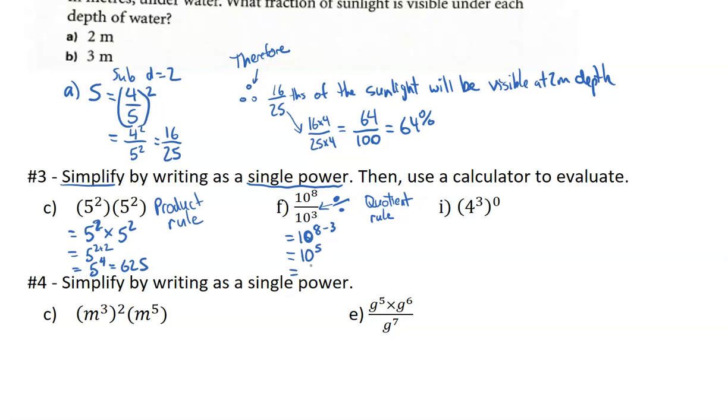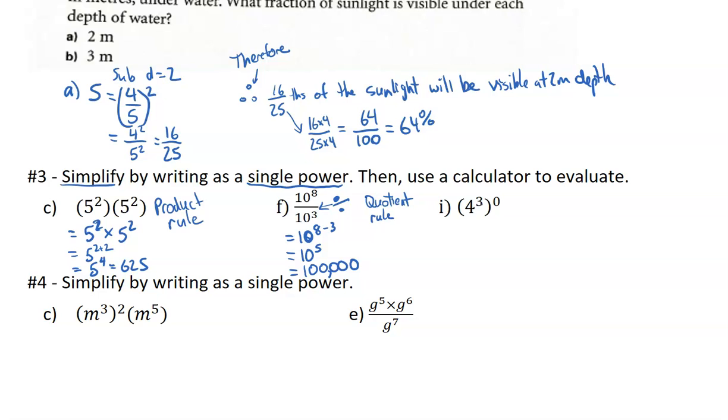10 to the power of 5 is a pretty big number. It's 1 with 5 zeros behind it. So just a little FYI, if you ever have 10 to the power of something, it's 1 with the number of zeros as the power behind it. So it's 100,000 in this particular case.